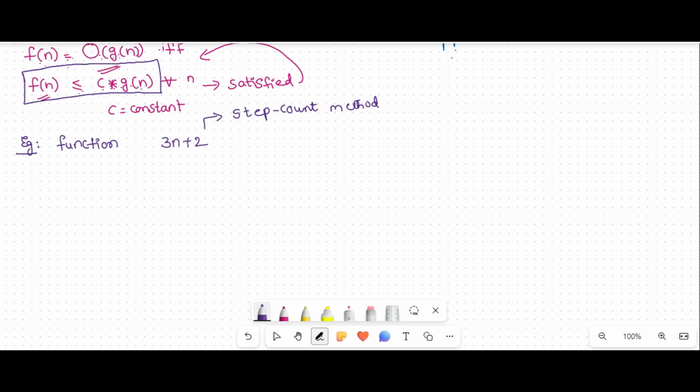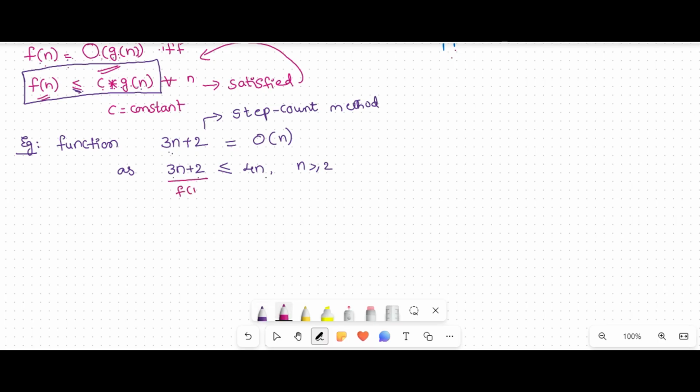If you got a step count like 3n plus 2, then we can say the time complexity is order of n. How can you say this? 3n plus 2 equals order of n. How can we say this? We can write 3n plus 2 is less than or equal to 4n, where n is greater than or equal to 2. So, this 3n plus 2 on the left hand side is less than or equal to 4n.